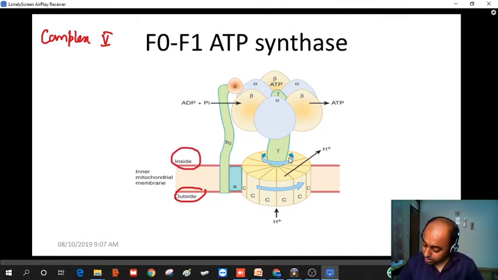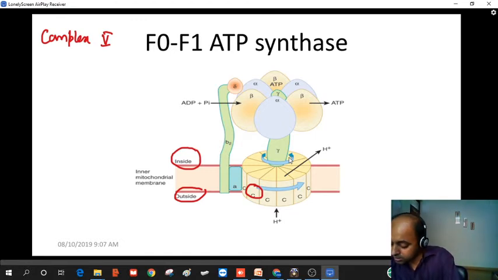via the C subunit of the F0 particle. The C subunit of the F0 particle will provide a channel for the movement of proton into the matrix. This movement is translated into the rotational movement. How is this conversion done?